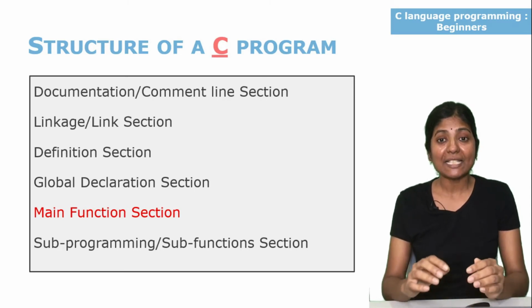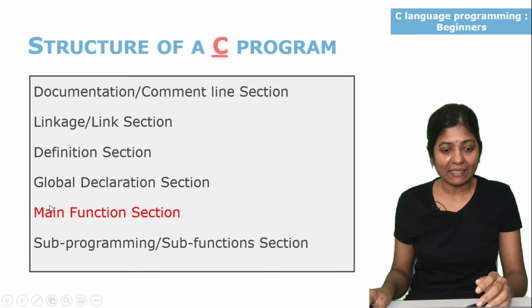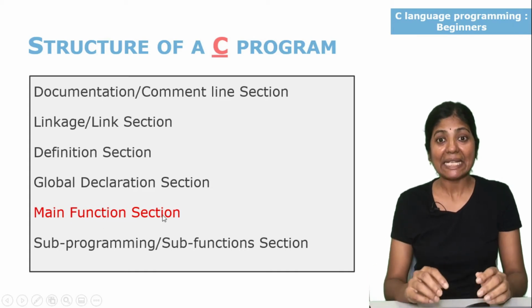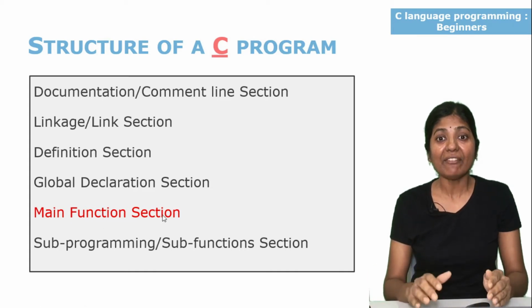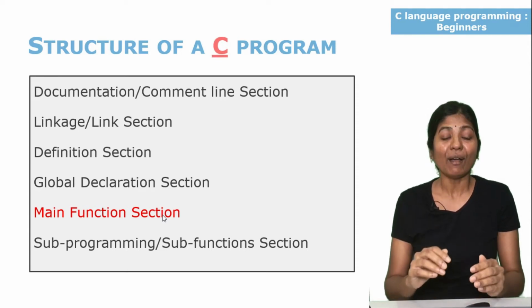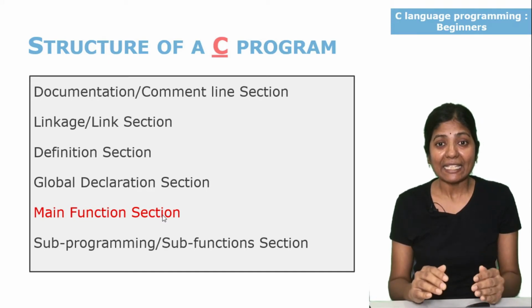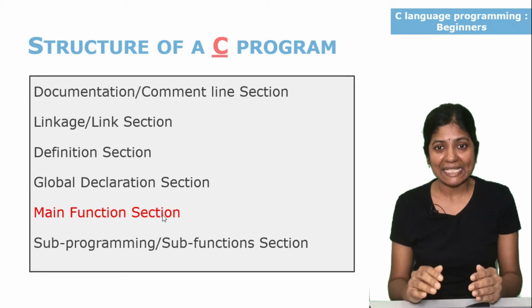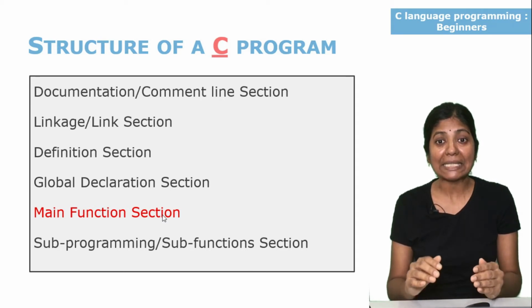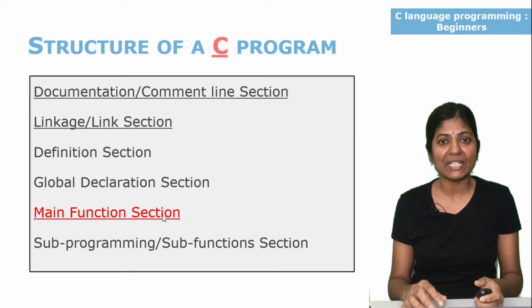But some of the sections are optional and some of the sections are mandatory. We can see here the main function section. It is mandatory. Every C program must contain the main function section. All other sections are optional. To start writing basic programs in C, we should know about three sections. Those are the documentation section, linkage section and main function section.